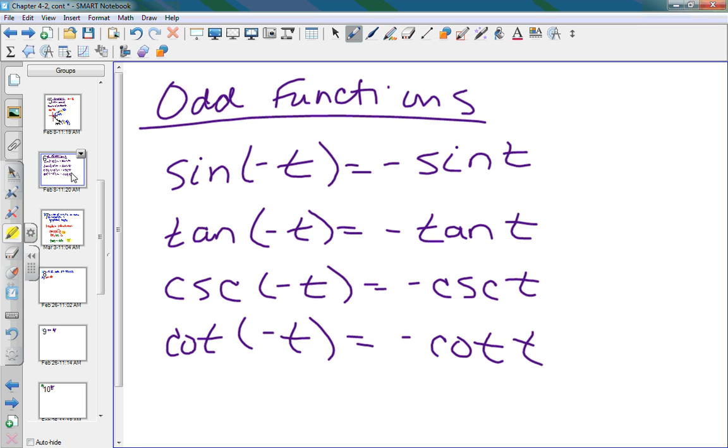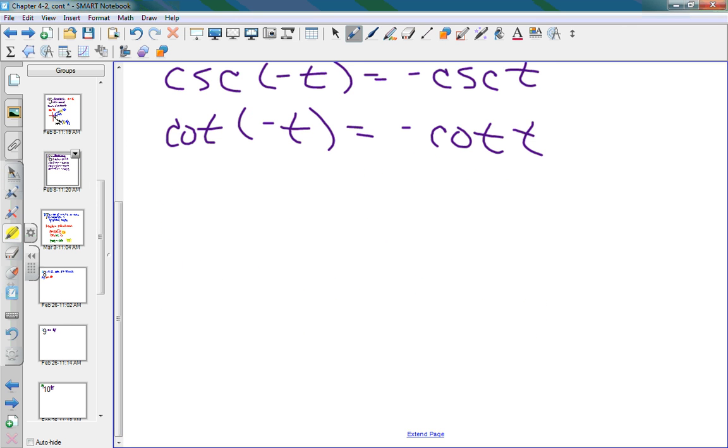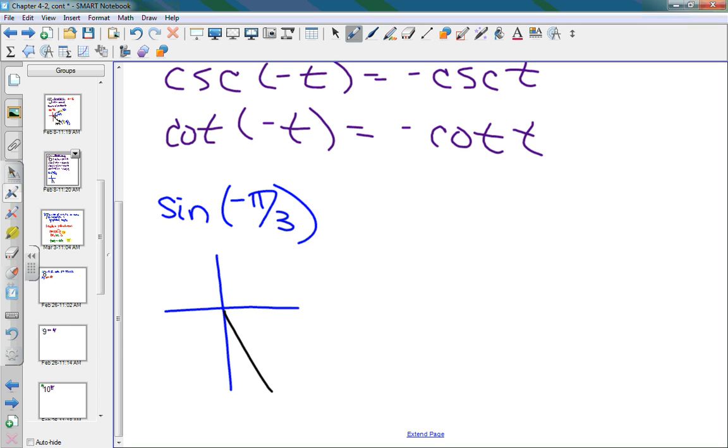Now, why is this all true? Well, it goes right back to the whole concept of what we just talked about the last time. Now we're going to use a different angle. Do you want to use a 30 or 60 degree angle? Okay, 60. So if we're doing the sine of negative pi over 3, where is that going to be at? Negative pi over 3 is going to be in quadrant 4.